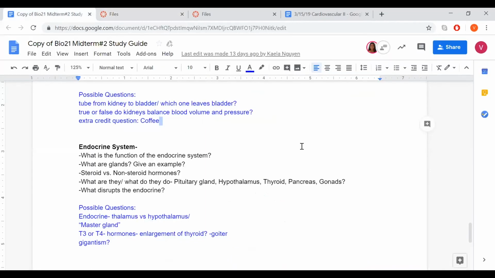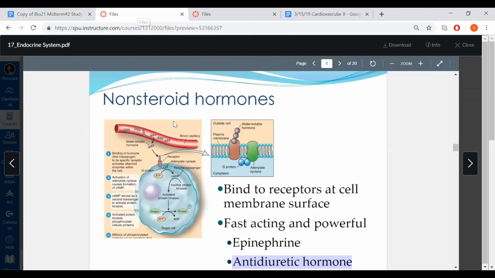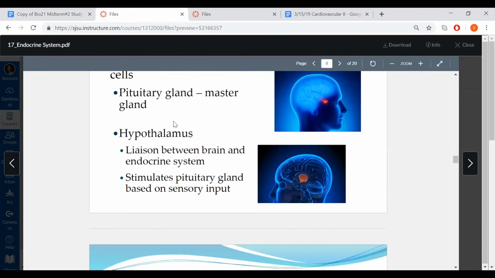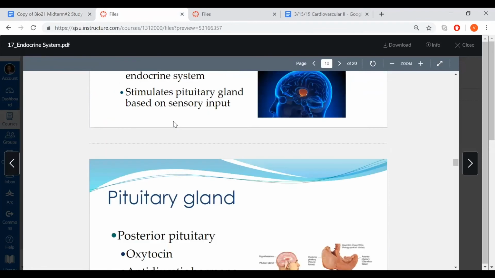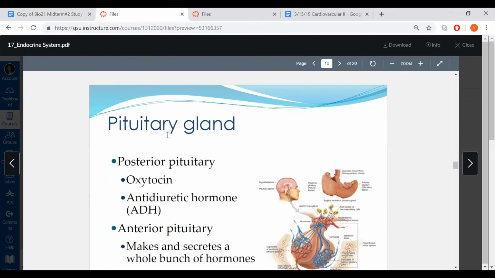Anyways, moving on. She will probably ask you, what are the pituitary gland, hypothalamus, thyroid, pancreas, gonads, and what do they do? Those are just some examples. I picked those because they produce really important hormones, and for this class specifically they produce a lot. We kind of went over those ones, so we'll skip that.